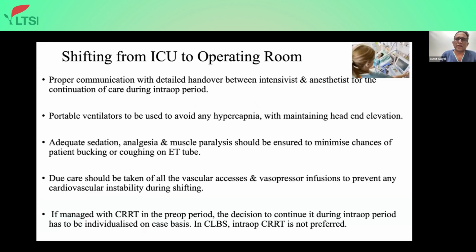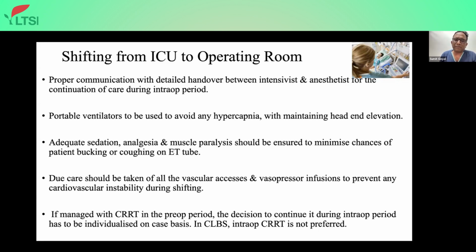The shifting of ALF patient from ICU to operating room should be done with utmost care. There should be proper communication with detailed handover between intensivist and anesthetist for the continuation of care during the intraoperative period. A portable ventilator should be used for transportation to avoid any hypercapnia, maintaining head end elevation. Adequate sedation, analgesia, and muscle paralysis should be ensured to minimize chances of patient bucking or coughing on the endotracheal tube. Due care should be taken of all the vascular accesses and vasopressor infusions to prevent any cardiovascular instability during shifting.